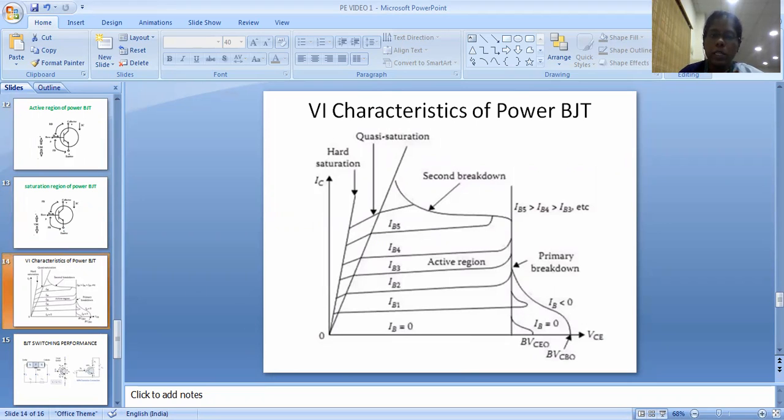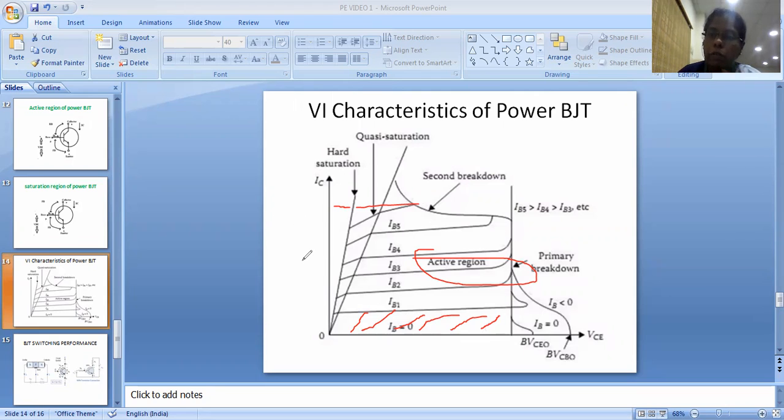Here you can see that this is our hard saturation region. This is our quasi saturation region. This is our active region, and this is our cutoff region. Right. So this lower part is going to be our cutoff region. As I told you, cutoff region is the region where, when you want to operate your switch in the off state, we will be operating our BJT in cutoff region.